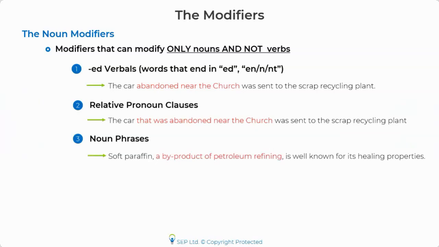Soft paraffin, a byproduct of petroleum refining. Now this is a phrase, and it's a noun phrase. The typical structure is that it starts with an article and ends in a noun, and it gives me more information about the noun it is touching.